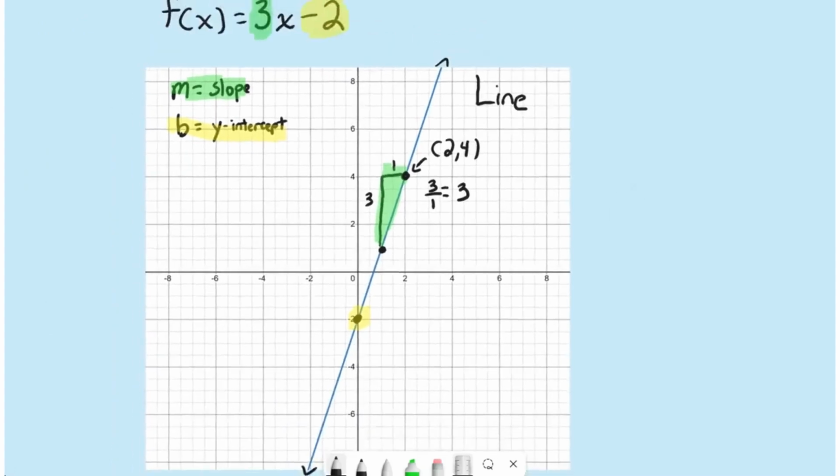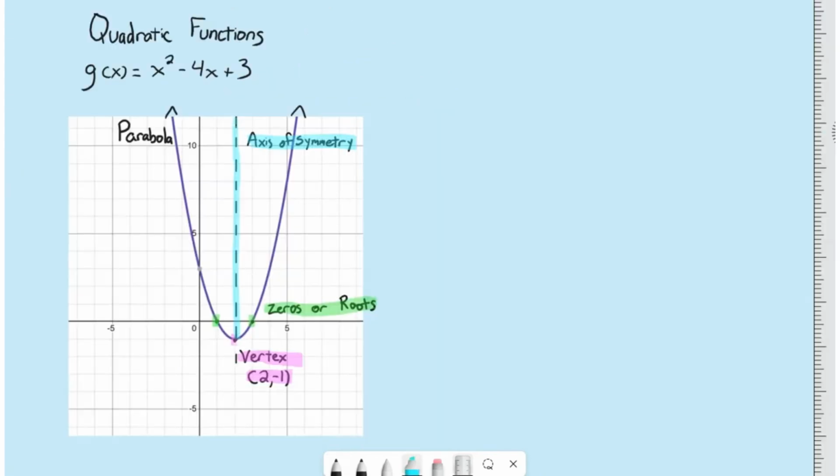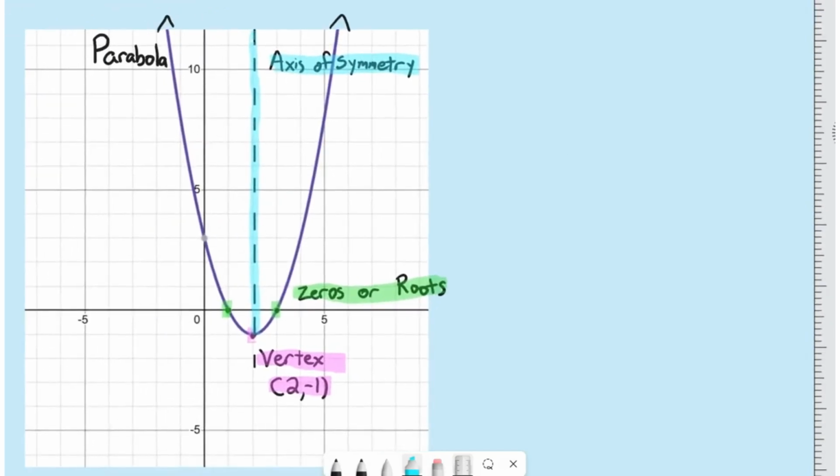Alright, now let's take a look at the other type of function that we use quite a bit in Algebra 1 and 2. So a quadratic function, you can tell right away, is much different than a linear. For one, it's not a line. It's in the shape of a parabola. It has a vertex. That is either the minimum point or the maximum point. In this particular function, it is the minimum point. It's the lowest that the graph goes. You also have zeros or roots where it intercepts with the x-axis. You have a line called an axis of symmetry that divides the parabola evenly because quadratic functions are symmetrical.